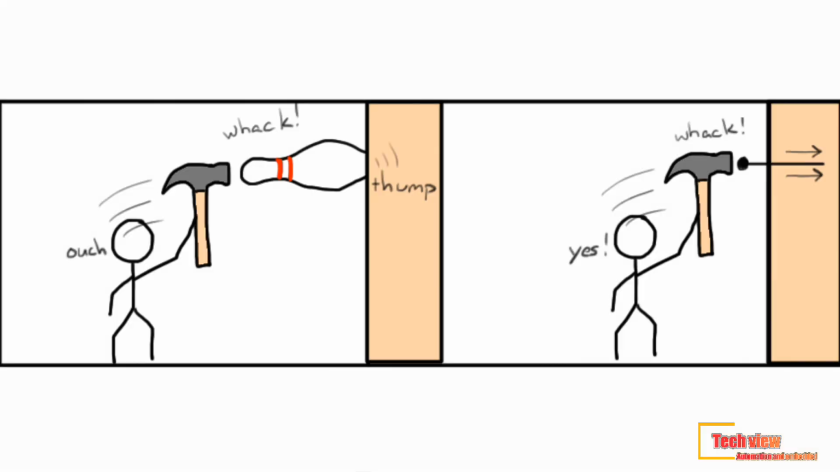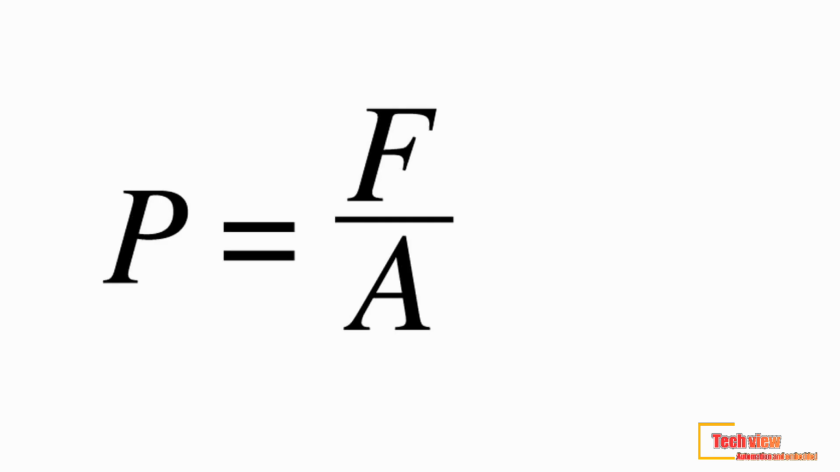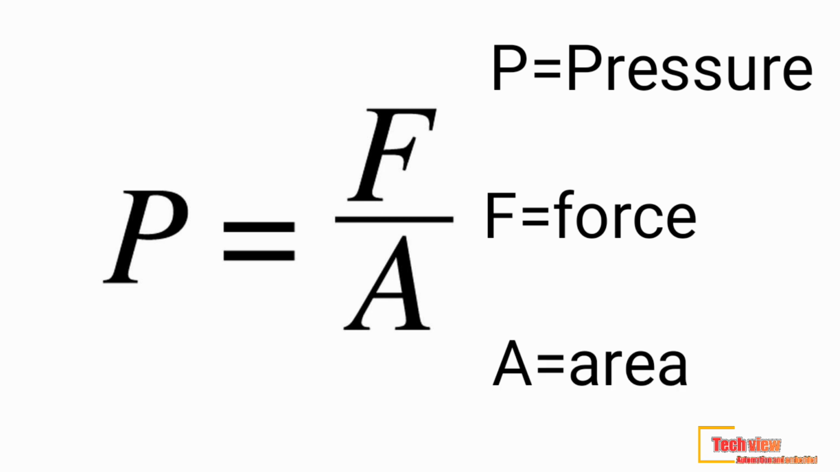For the nail, all the force between the wall and the nail was concentrated into the very small area on the sharp tip of the nail. However, for the bowling pin, the area touching the wall was much larger, and therefore the force was much less concentrated. To make this concept precise, we use the idea of pressure. Pressure is defined to be the amount of force exerted per area.